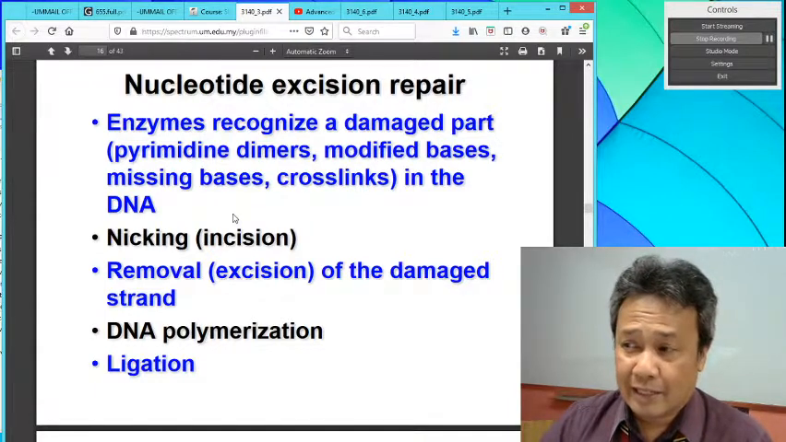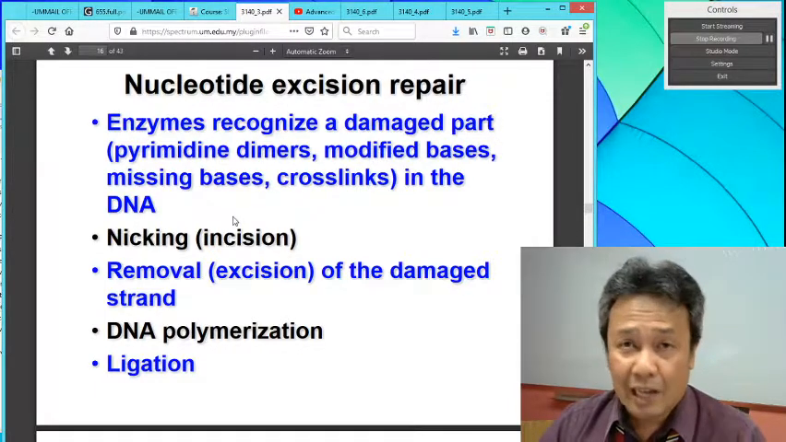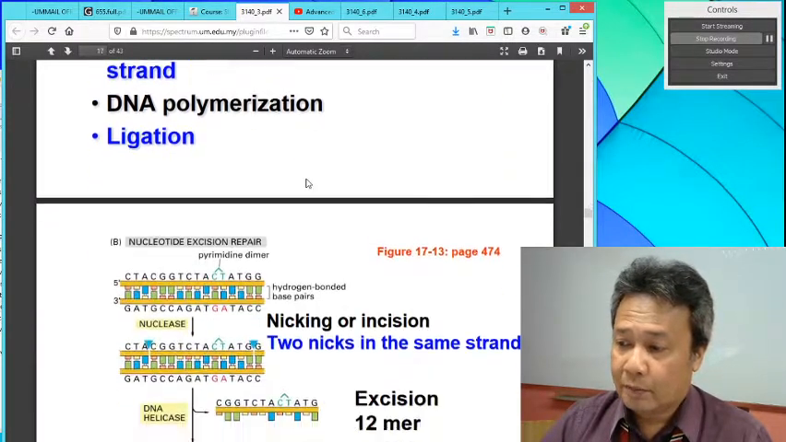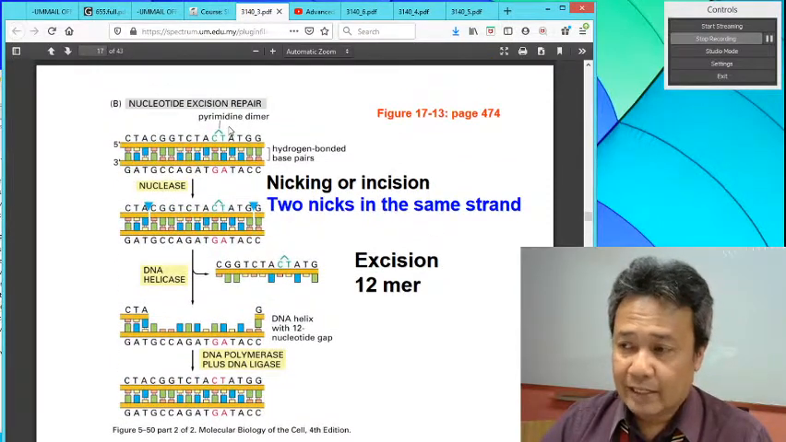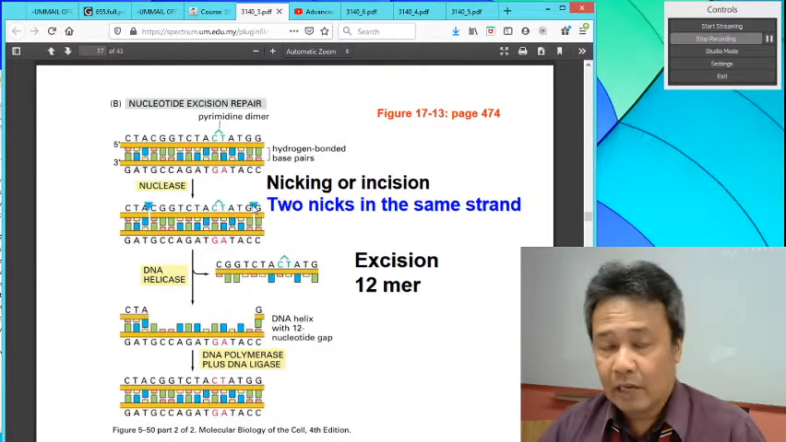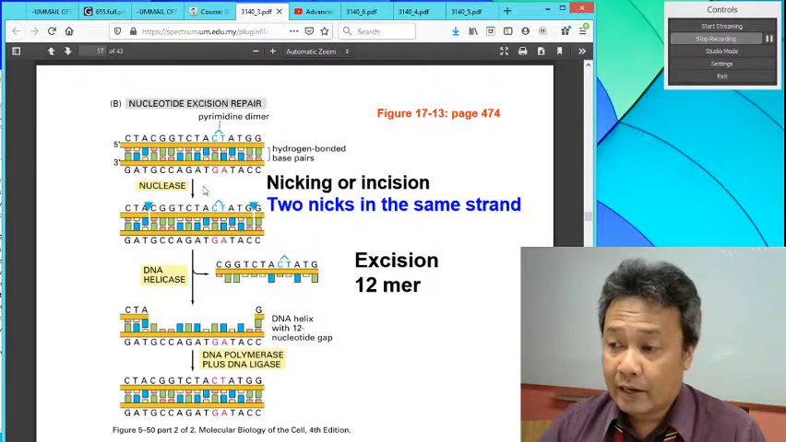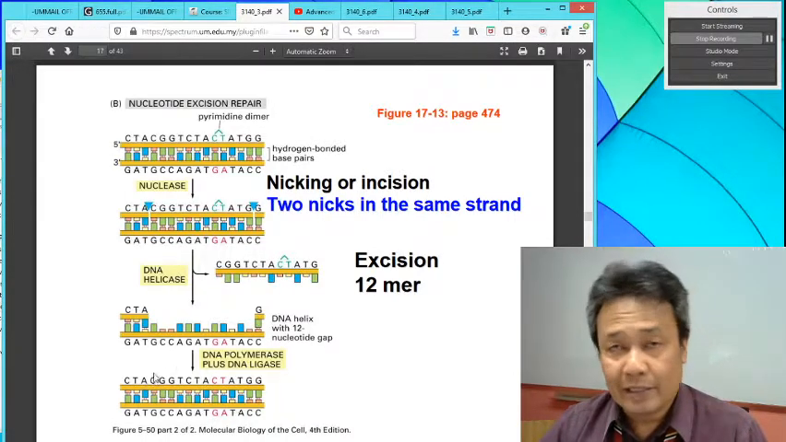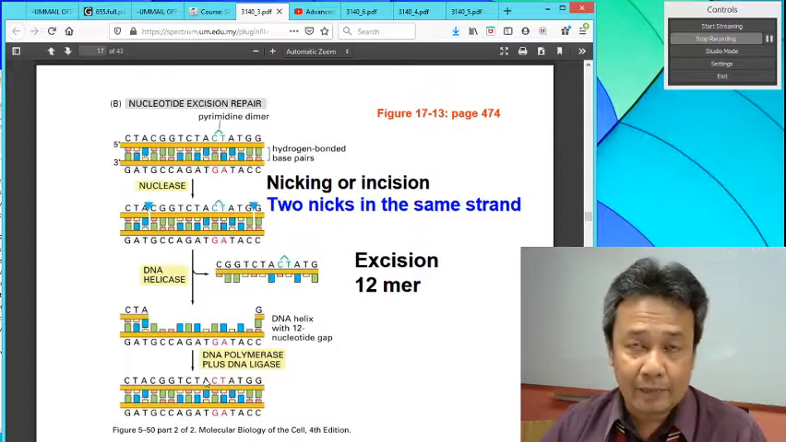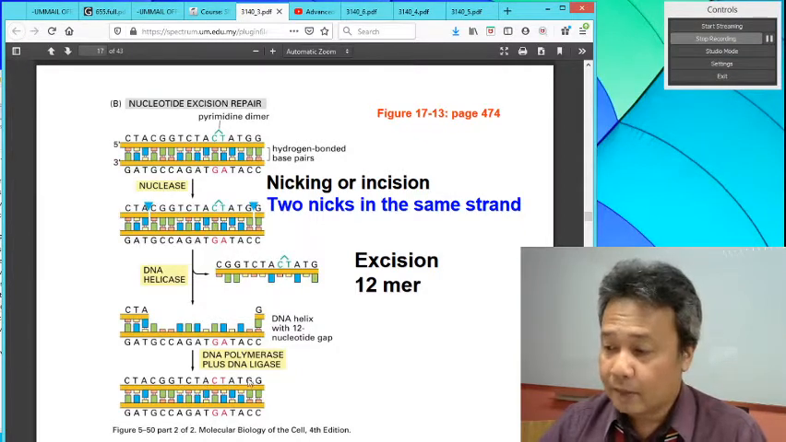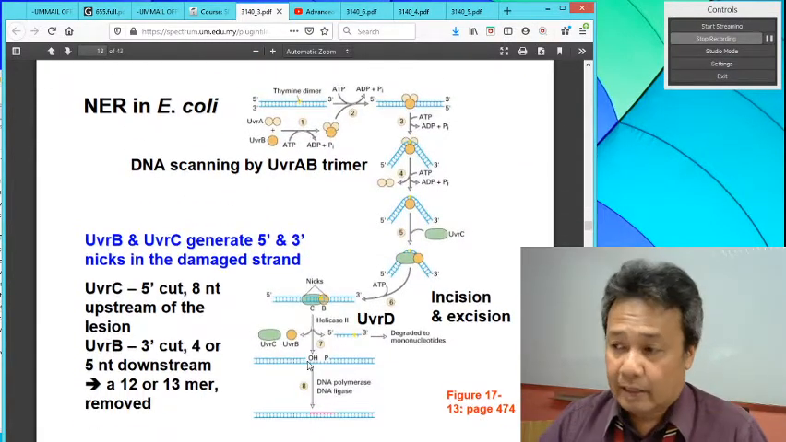The difference between nucleotide excision repair and base excision repair, for example, is how the mutation is recognized in the first place. Nucleotide excision repair involves an enzyme recognizing the mutation and then making cuts at the upstream and downstream regions, and then removing this section, about 12 bases, and then resynthesizing using polymerase, and finally sealing the gap with ligase. Right, so this is another example of it.